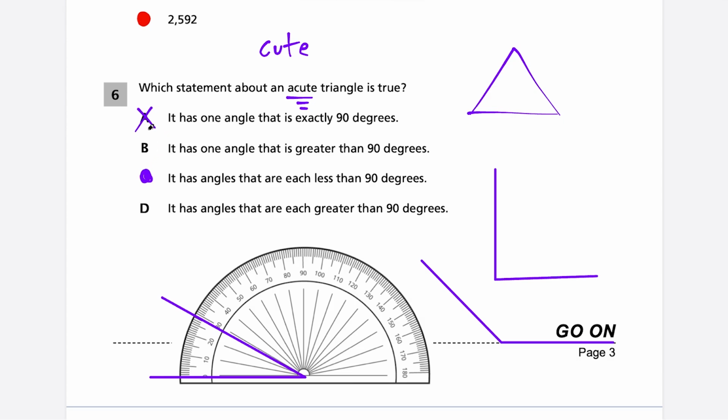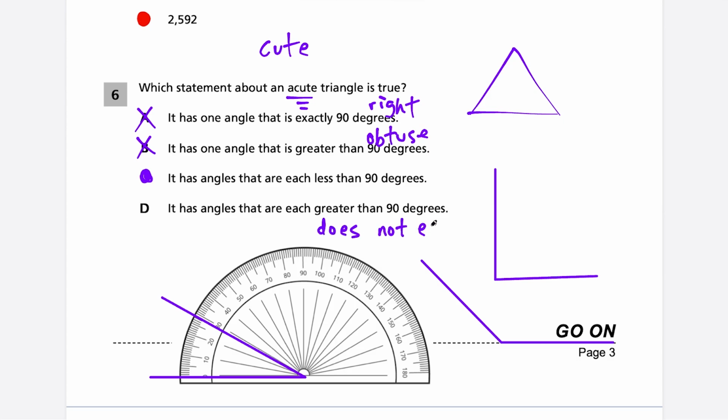Okay, A is out because a 90-degree angle is too much. If in choice B we have one angle that is greater than 90, this is not an acute triangle anymore. Now it's an obtuse triangle. So this one is out. If it has one angle that's exactly 90 degrees, this is a right triangle. So I'll just name the others. So right triangle, obtuse triangle, and if it has angles that are each greater than 90, this just does not exist. Okay, this type of triangle does not exist.